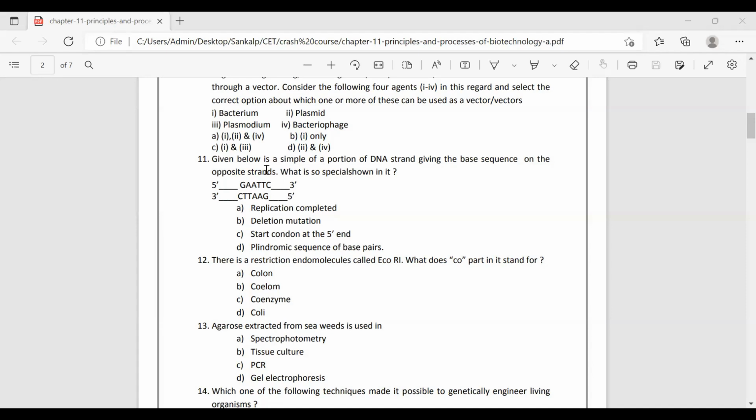11th question. Given below is a symbol of a portion of DNA strand giving the base sequence on the opposite strand. What is special shown in it? Just see the DNA sequence and tell what is special about these DNA sequences. Option A, replication completed. Option B, deletion mutation. Option C, start codon at the 5' end. Option D, palindromic sequence of base pairs. Option D, ma'am.